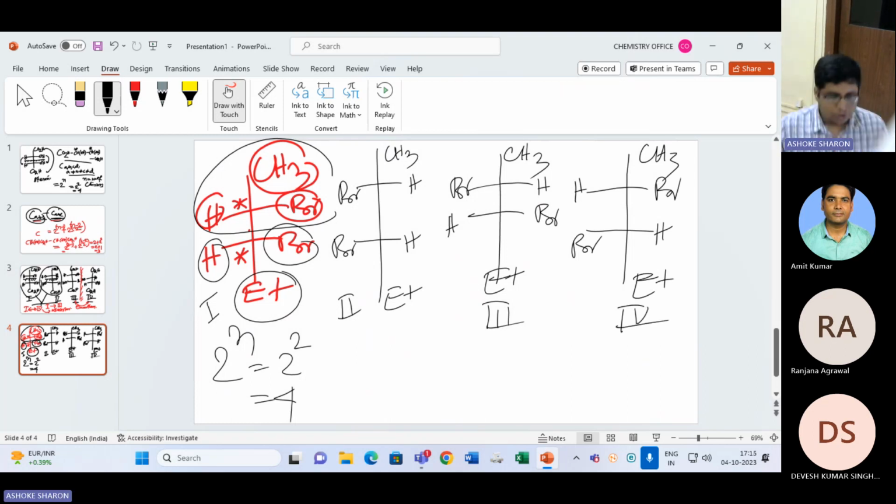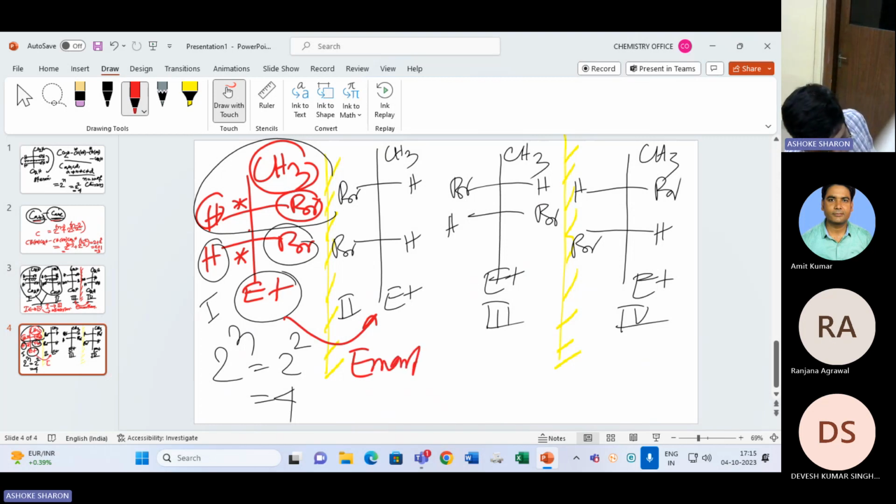Now if I ask what will be the relationship between 1 and 3, 2 and 4, 1 and 2, and 3 and 4, the answer will be: 1 and 2 have a mirror image relationship. 3 and 4 also have a mirror image relationship. That means 1 and 2 are enantiomers. 3 and 4 are also enantiomers. All the remaining relationships will be diastereomers.